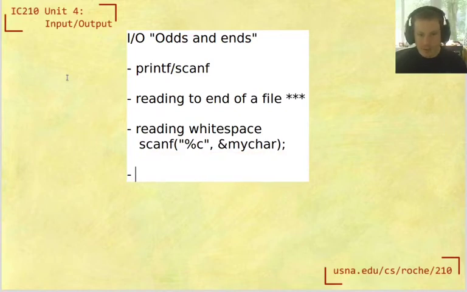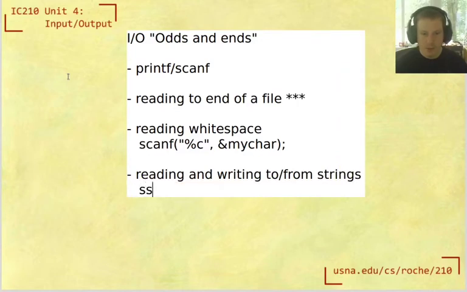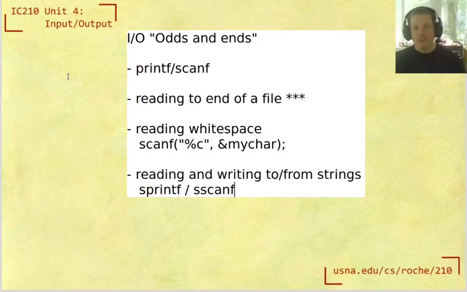And then the last thing is kind of cool, but also not always something that we need to be doing, which is reading and writing to and from strings. So there's 2 functions, sprintf and sscanf, which essentially allow you to do the same thing as fprintf and fscanf, but instead of reading and writing from the terminal or from a file, it's going to read and write to a string. So you can have a string that has some kind of formatted output. Instead of putting that on the screen, you can put it into a string.